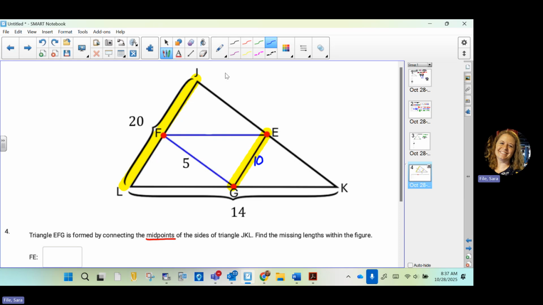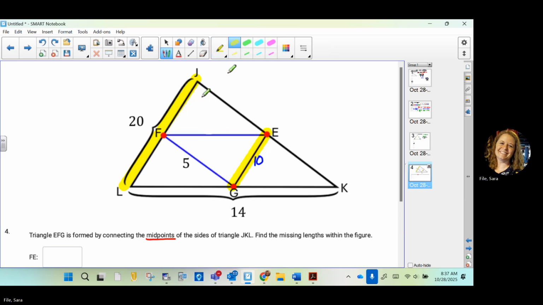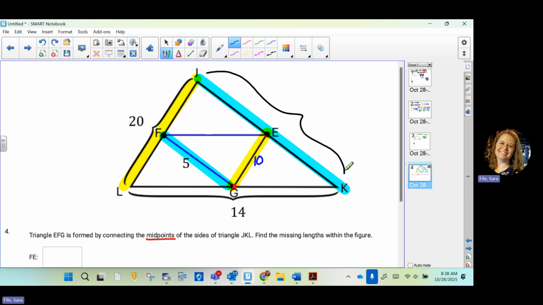Now going in reverse, let's look at it this way. This one, they gave you the mid segment. It is 5. And so look at the side that it's parallel to. What would it be? 10. Yeah, this time you're doubling because you're going from the short one to the long one instead of the long one to the short one. So here we went 20 divided by 2 is 10. Now we're going 5 times 2 is 10. So this length is 10.